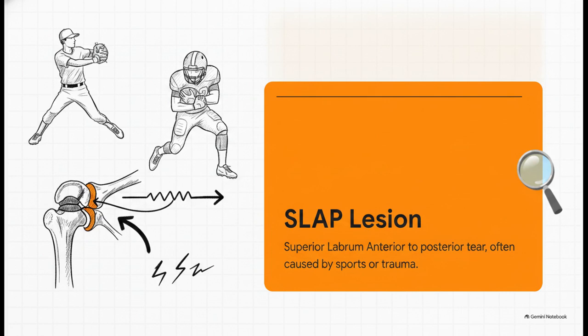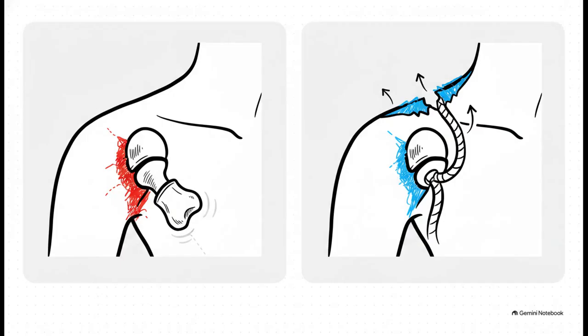So when an overhead throwing athlete violently uses their arm, or if there's high-impact trauma, that biceps tendon pulls tight and can literally peel the labrum right off the bone, from front to back. Hence, SLAP. This brings us to a brilliant rule of contrast that is absolutely crucial for us coders.